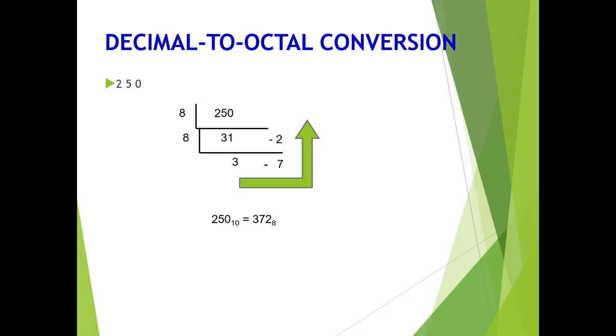Another example, 250. Just divide by 8. Then you will be getting quotient as 31 and remainder as 2. Then again divide, quotient as 3 and remainder as 7. So you will be getting 372 as the answer.